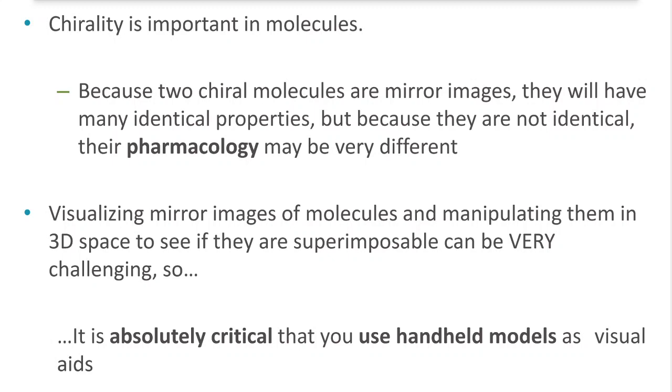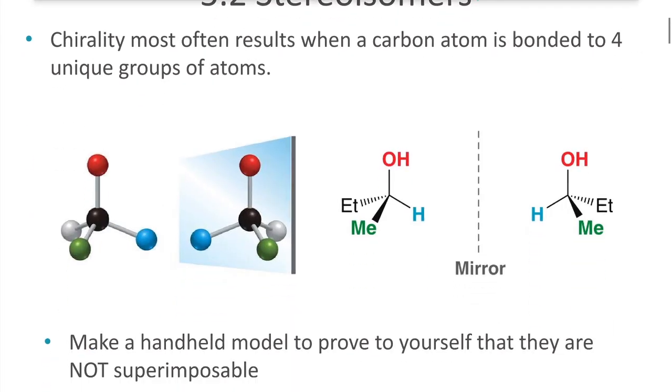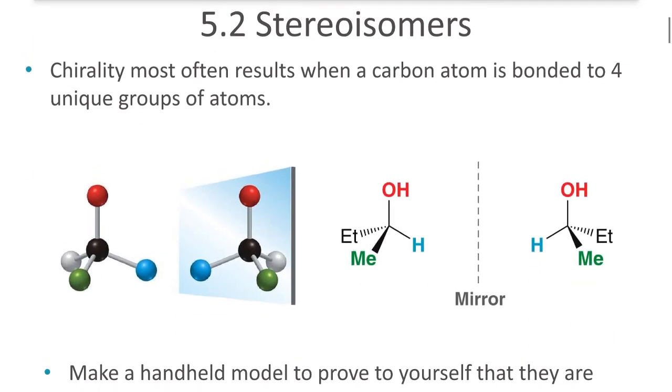For example, 2 mirror image molecules that are not superimposable are called enantiomers. We'll talk about that again in just a minute, but enantiomers may not necessarily activate the same receptor in a biological system. So it's very important that we have the correct enantiomer of a molecule. It's really helpful if you'll get some handheld models to do these exercises.